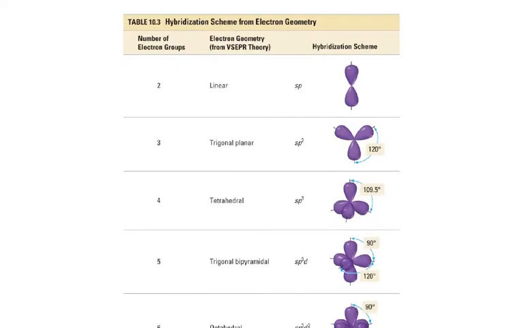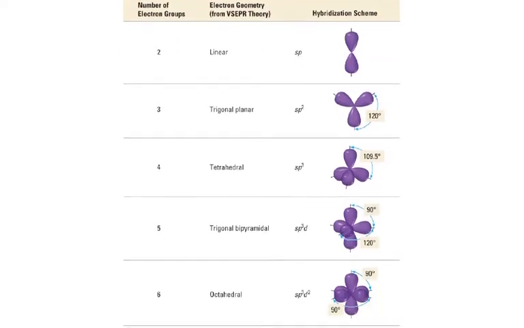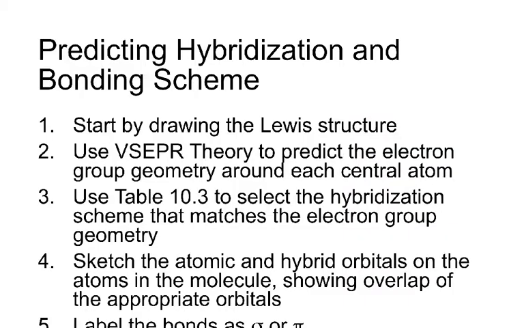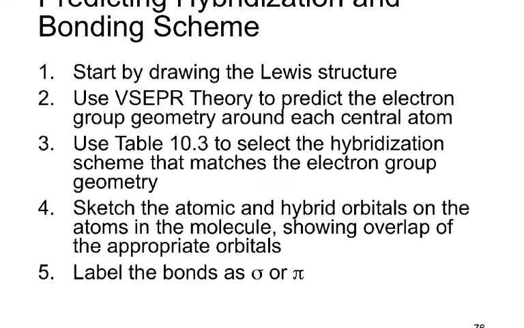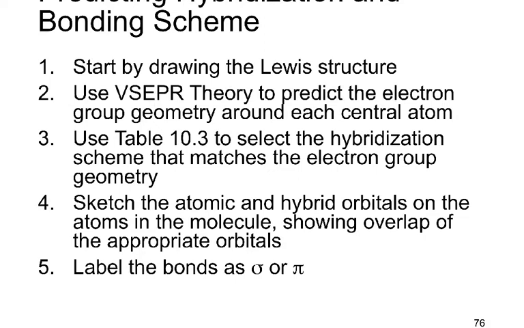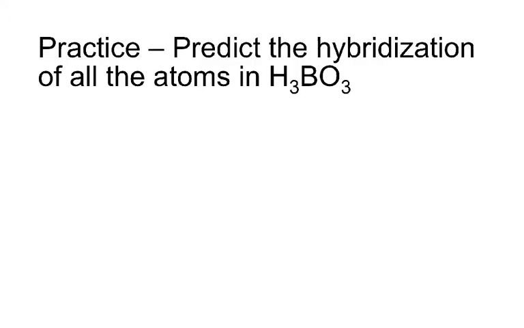Here's a table from your book, table 10.3, that shows you the electron geometry and that hybridization scheme and how they go together. And you can check out the 5 and 6 options as well. You can start mixing d orbitals in as well. So if we want to predict hybridization along with the bonding scheme, start with the Lewis structure, predict the electron group geometry, and then use the hybridization, sketch the molecule, label the bonds as sigma or pi.